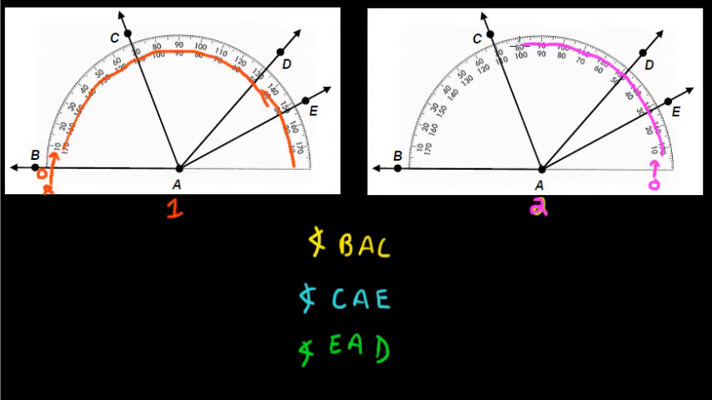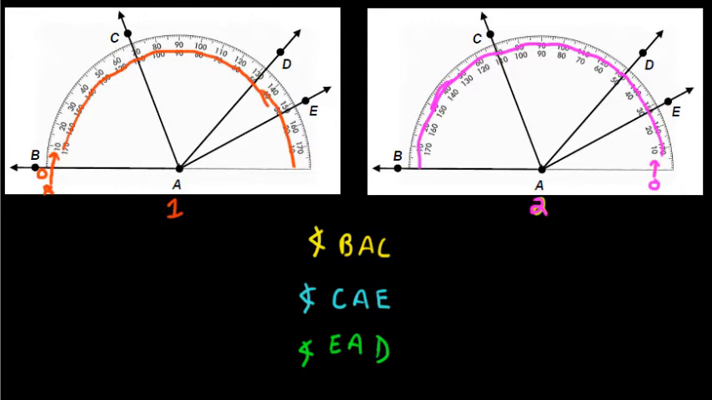We have to be consistent. Let me say it again. It doesn't matter whether you start on the top or the bottom, but whichever one you use, you have to be consistent. Alright, so we're going to find angles BAC, CAE, and EAD. We're going to find those angles using protractor 1 and protractor number 2. So let's start with protractor number 1 and find all these angles.